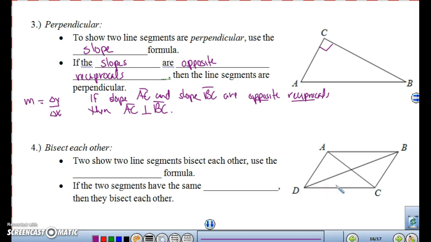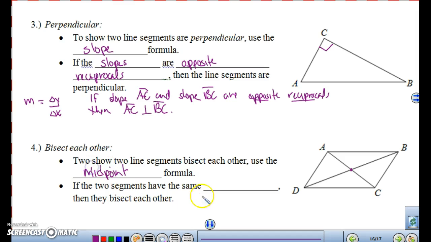And the last formula that we have is bisect each other. Now, what does bisect mean? Well, bisect, remember, means that it splits a segment into two congruent segments. Now, if two segments bisect each other, what point would they have in common? Well, they would have this point in common, and if it's bisected, that's the midpoint. So to show two line segments bisect each other, use the midpoint formula.